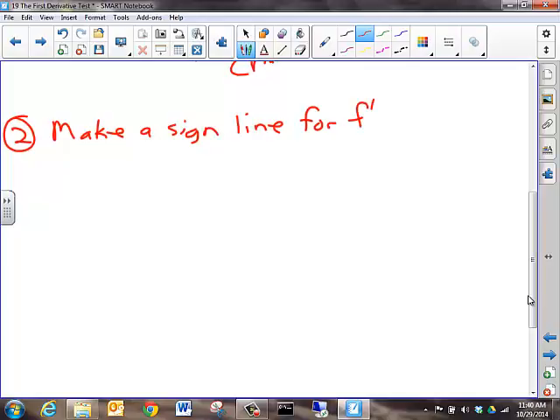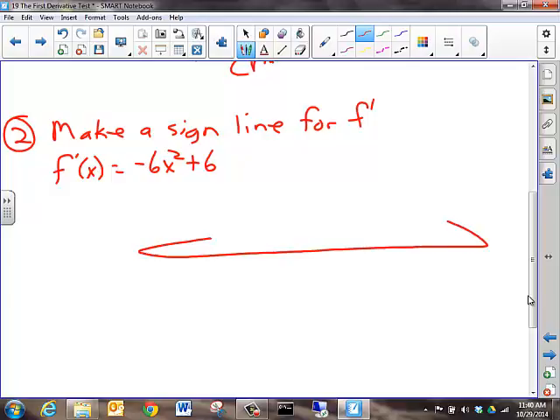Y'all remember sign lines? Now remember our f prime was negative 6x squared plus 6. We found that the derivative is equal to 0 at negative 1 and 1, so we're just going to put those 2 points on there. We need to write out the factors of negative 6x squared plus 6. What multiplies together to give us that? How do we figure that out?